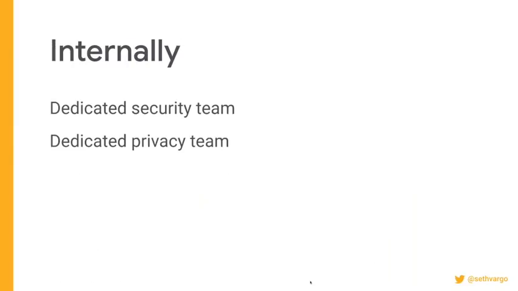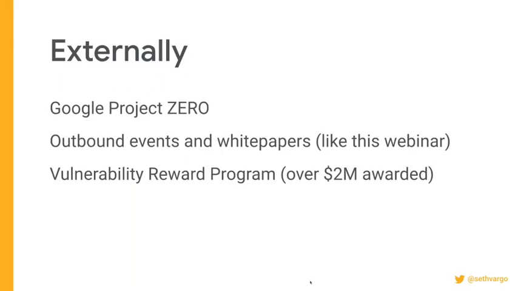Internally, we have a dedicated security team and a dedicated privacy team, and they're different teams. They're very large, very skilled, and very good at what they do. Some of them are industry leaders, and many of them work externally with things like Google Project Zero. Through Google Project Zero and our vulnerability rewards programs for things like Google Chrome and Google Cloud, we've awarded over $2 million. And then we have outbound events. We publish a ton of security white papers. We participate in external events like this webinar.